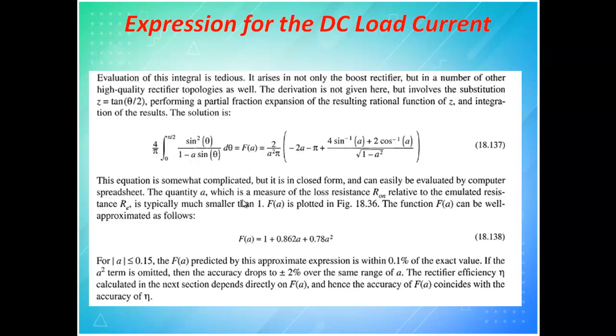We omit that, and we get the equation f of a is equal to 1 plus 0.862a plus 0.07 into a square. Here a will always lie between 0 and 1.5. This is the constant a.